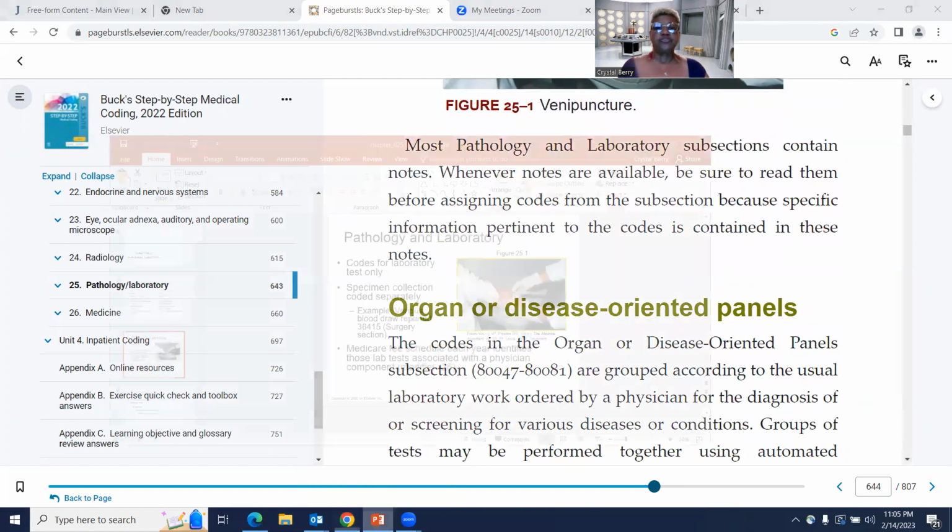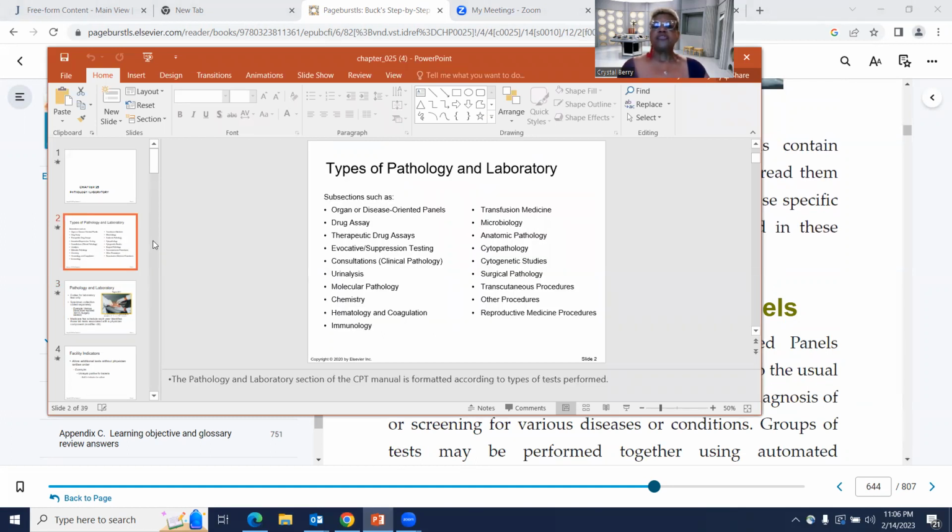So right here, I'm going to share and show you the PowerPoint slides. Types of pathology and laboratory subsections: organ or disease-oriented panels, drug assay, therapeutic drug assays, evocative suppression testing, consultations, clinical pathology, urinalysis, molecular pathology, chemistry, hematology and coagulation, immunology. We went over these things in the first part of the lesson. Transfusion medicine, microbiology, anatomic pathology, cytopathology, cytogenetic studies, surgical pathology, transcutaneous procedures, other procedures, and reproductive medicine procedures. So this information is in your PowerPoint slide. It's very important to review your PowerPoint slides.